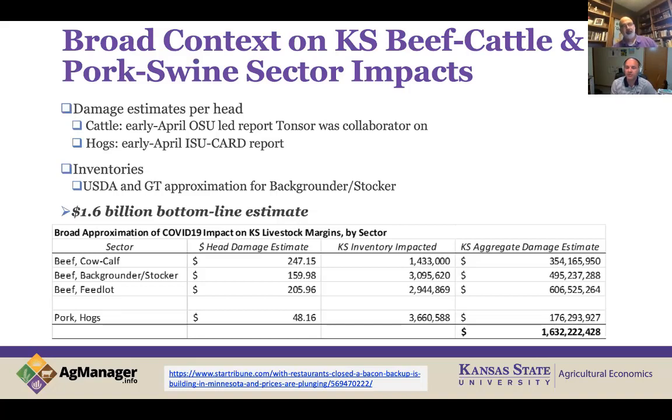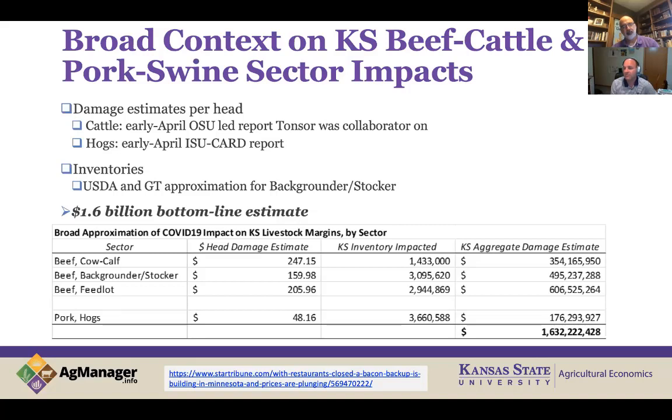I'm leveraging those early April damage estimates that are in the NCBA commission study that Oklahoma State led. I'm leveraging an early April report from Iowa State's CARD on the hog side to get damages per head. So those are separate for the hog sector and then the three different subsectors in the cattle industry. You can read those down here. And then what I'm doing is multiplying them by what we think the size of the Kansas industry is. The cow-calf side's pretty straightforward. You can use the USDA NASS January cattle inventory report. 1.4 million cows is how we started the year. The almost 3 million head in the feedlot follows the same approach we used in the OSU-led study.